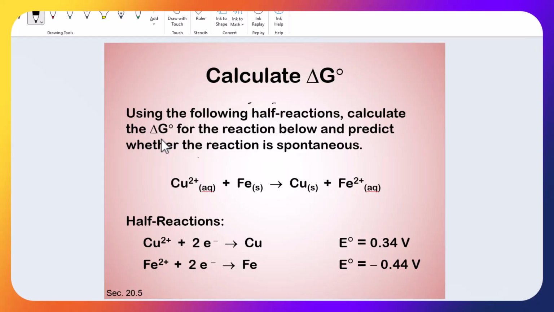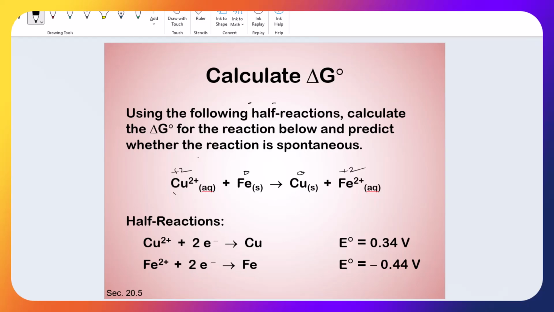All right, let's calculate delta G naught. Using the following half reactions, calculate delta G naught for the reaction below and predict whether the reaction is spontaneous. So the deal on delta G naught is, first of all, we have to calculate E of the cell. So let's decide which has the higher cell potential. That's for copper 2 plus, and they've given us the reaction. So we know copper 2 plus is going to be reduced. Iron's going to be oxidized. We've got a plus 2 here, we've got a 0 oxidation state here. This is 0, this is plus 2.